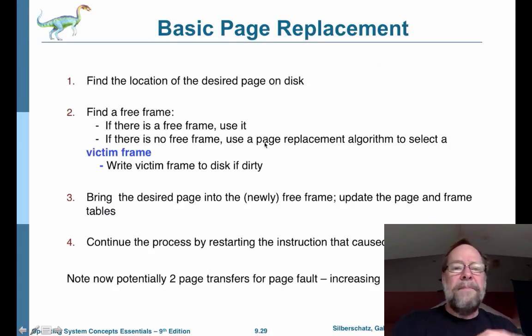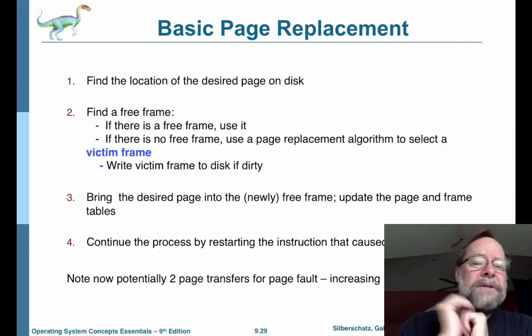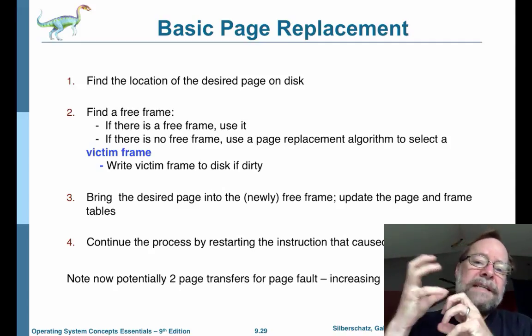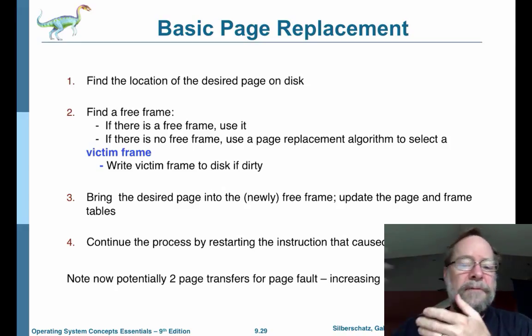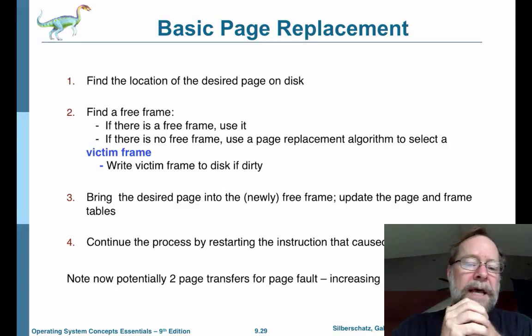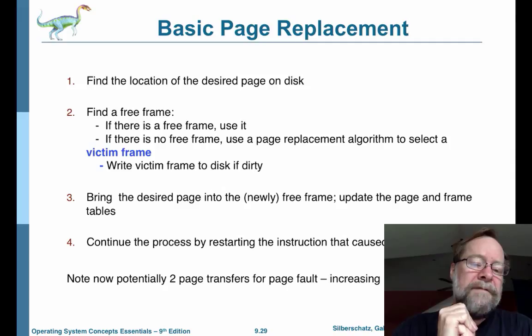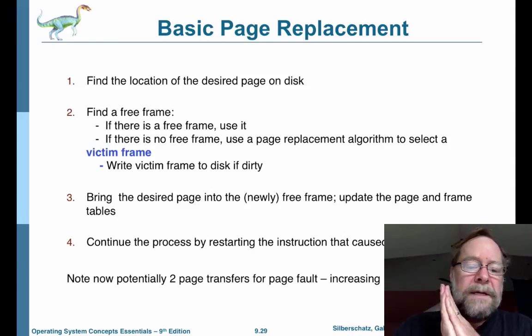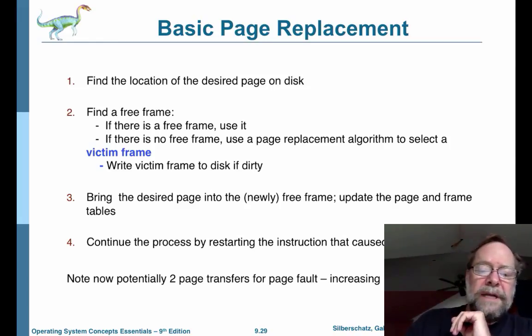Okay, so basic page replacement. If there is a free frame, go ahead and use the free frame. If there isn't, we have to select a victim frame with some process that we need to write out. The decision about which victim to pick might depend on whether or not that page has been altered while it was in memory. So here's what we're going to do.